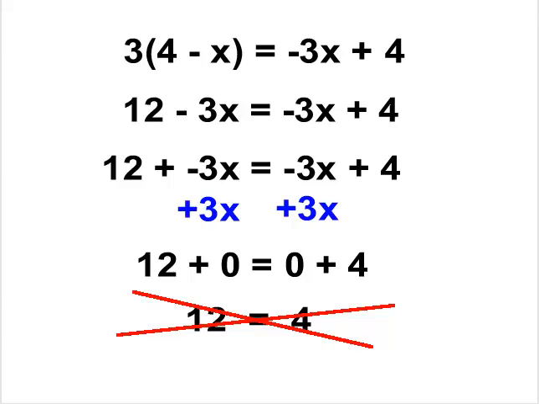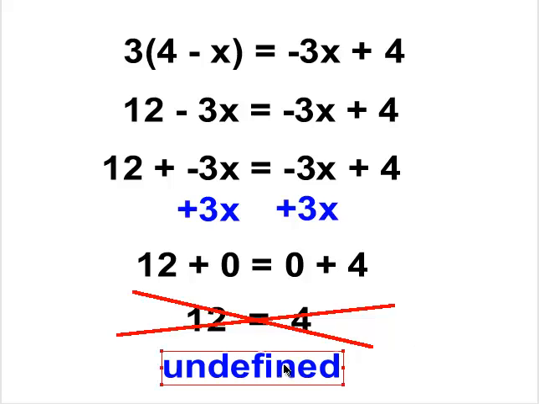Not in this universe. A lot of you guys just wrote 12 equals 4. You know that's not true. So normally we just write undefined. If you get something crazy like this, that means it's undefined. What this really means is this original equation up here, 3 parentheses 4 minus x, close parentheses, equals negative 3x plus 4, is false. This is a false statement. Beep, beep, beep, beep. I'm sure nobody's ever taught you that before, but this original statement is false up here. Okay, let's keep going.